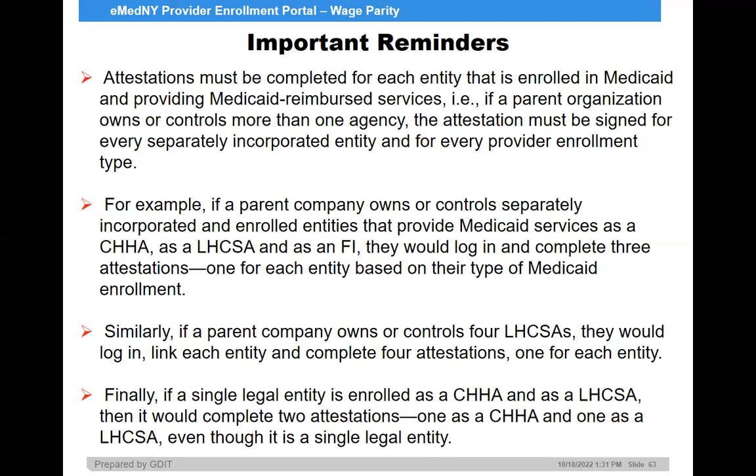If a parent company owns or controls 4 different LICSAs, then log in, link each entity to the account, and complete 4 separate attestations, one again for each of those entities. And if you have a single legal entity that's enrolled as a CHA and LICSA, then complete 2 attestations, one for the CHA and one for the LICSA, even though you are enrolled as a single legal entity. This information is reviewable on the Department of Health MRT 61 website regarding wage parity.